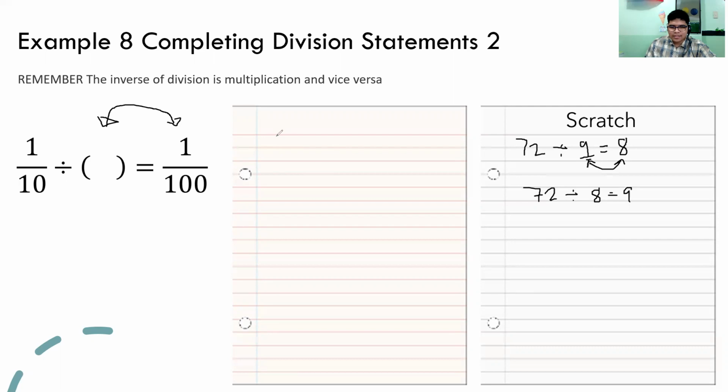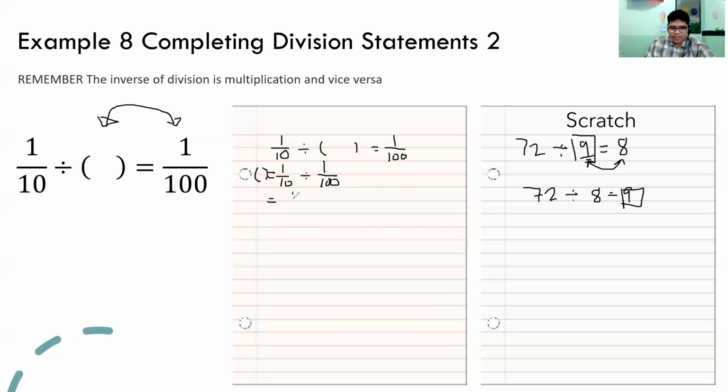Let's take a look. We have 1 over 10 divided by blank equals 1 over 100. We can rewrite that so that we're looking for this number: 1/10 divided by 1 over 100 will equal our mystery number, whatever that fraction or number is. And we just need to solve that.